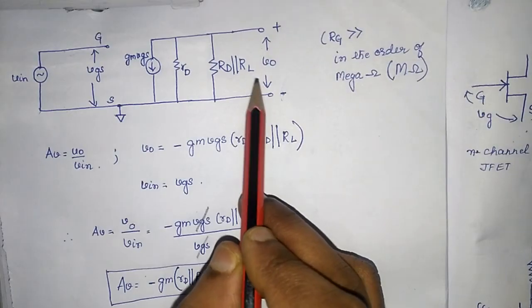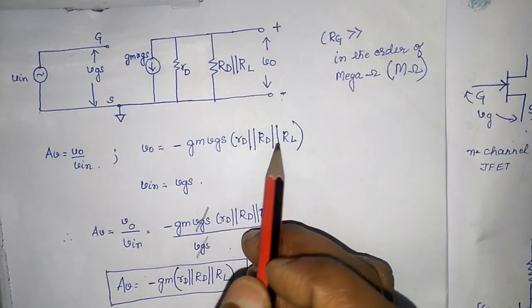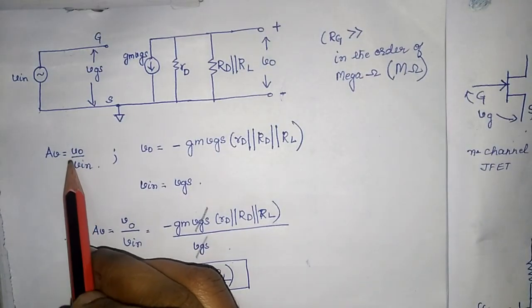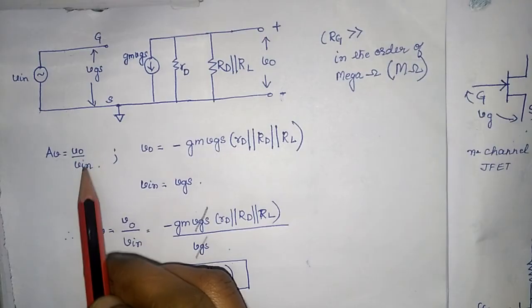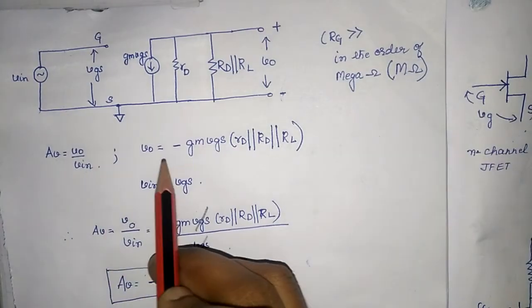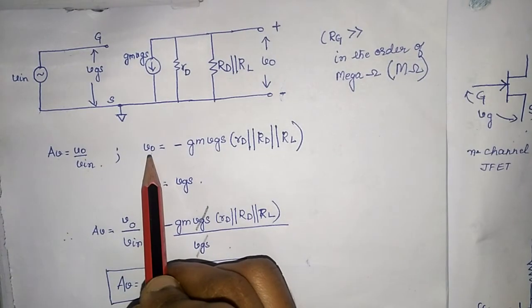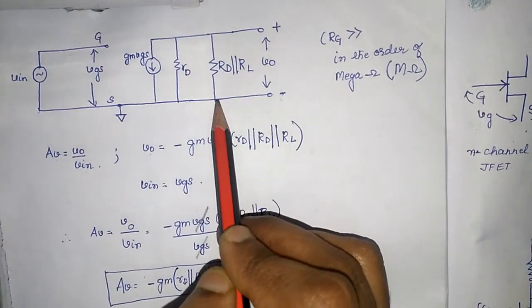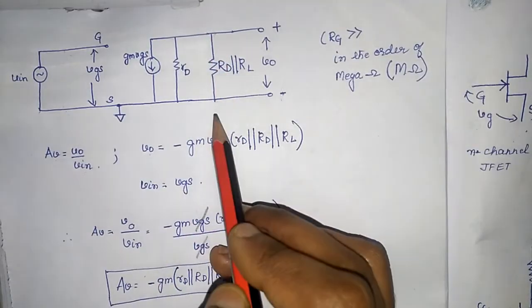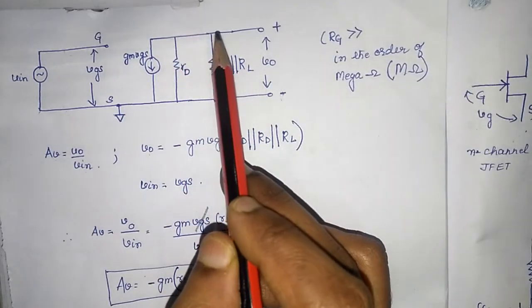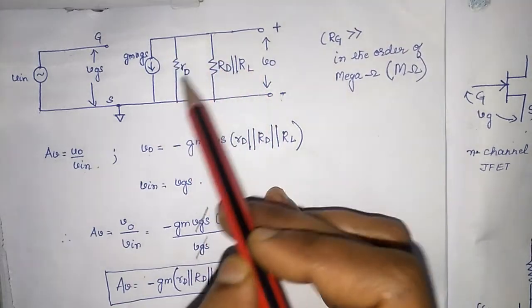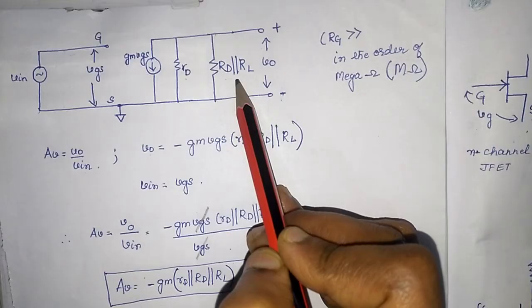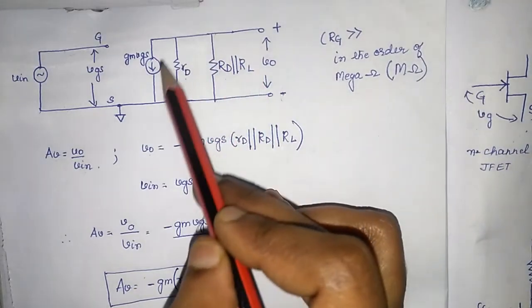Okay. Now let us go ahead to find an expression for voltage gain. So you all know what is voltage gain. Voltage gain is the ratio of output voltage to input voltage. Now what is V naught? What is the output voltage? It is simply equal to the voltage drop across these 2 points. Okay. So what is the effective resistance here? It is small rd parallel capital RD parallel RL. So that is the effective resistance.